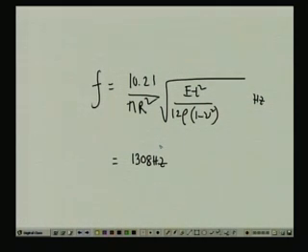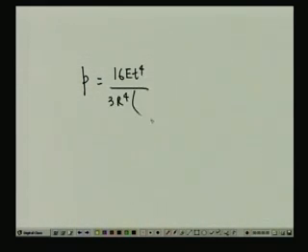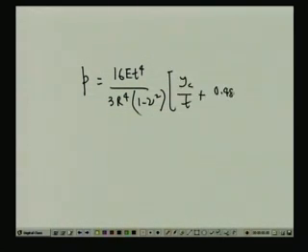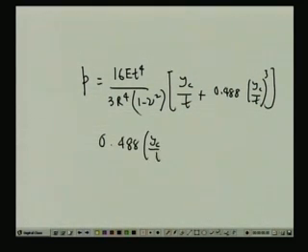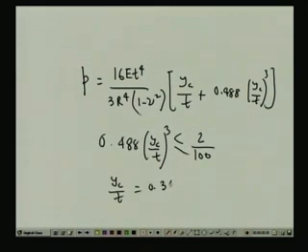Now, the third part of the problem. We know that P can be related as 16 ET4 upon 3 r to the power 4 (1 minus nu square), times Yc by T plus 0.488 Yc by T cube. This is our nonlinear term, is it not? So, nonlinearity is introduced due to the second term. So, it is given 0.488 Yc by T whole cube, 2 by 100, right. So, this will give me Yc by T equal to 0.345.